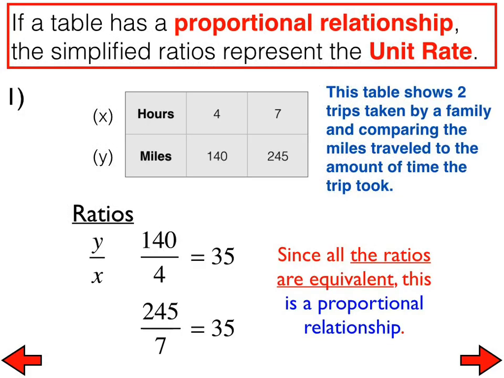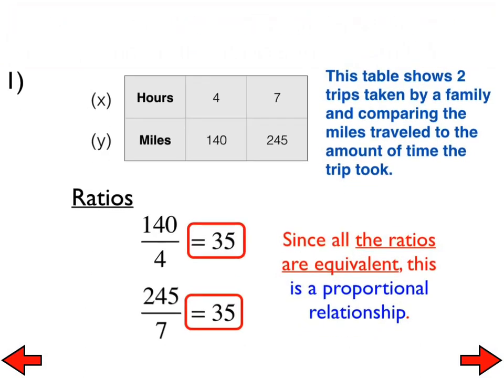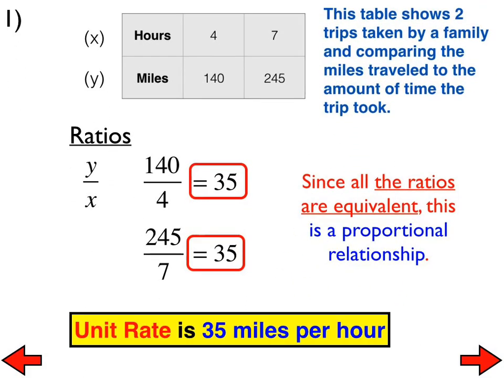This is from the first problem we did today. All of the ratios here simplified to what? This is back from number 1. What do they simplify to? Just say it. They simplify to 35, right? That means that is the unit rate without the units. So both of those simplified to 35, and as far as the unit rate goes, it's 35 miles per hour.